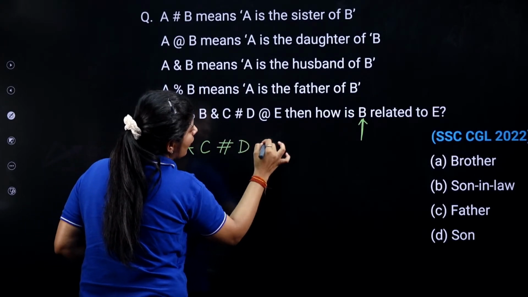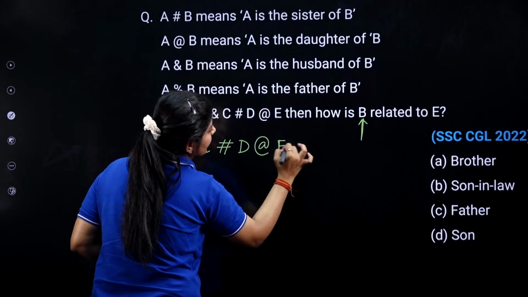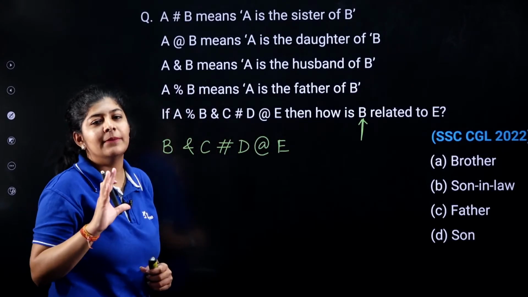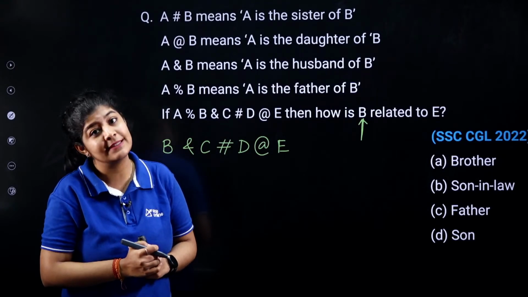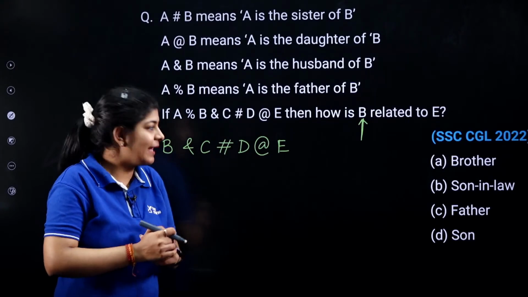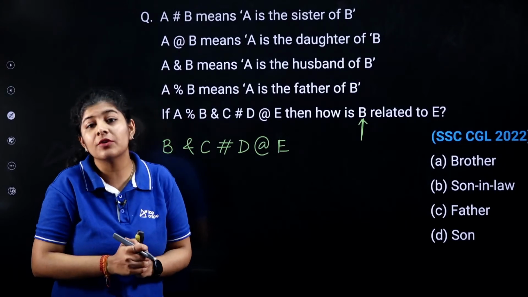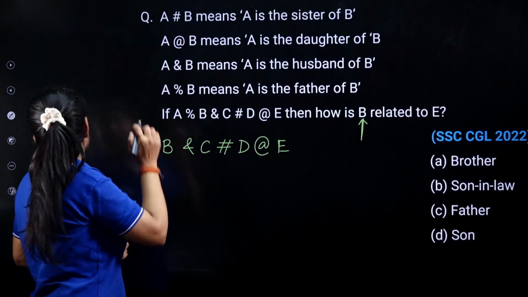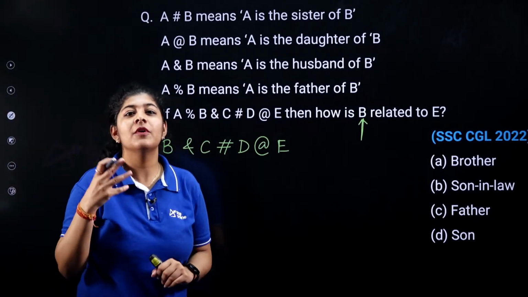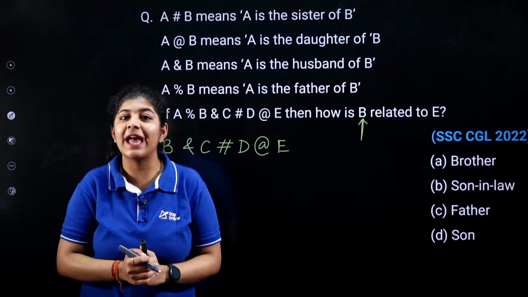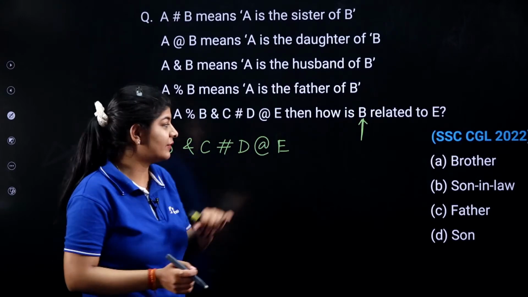If I don't want to draw the family tree, can I still determine the answer? Yes. But what if at that time also I am not able to determine the answer? Okay, so let's first deal with this one. Without drawing the diagram, can we determine the answer of this particular question?